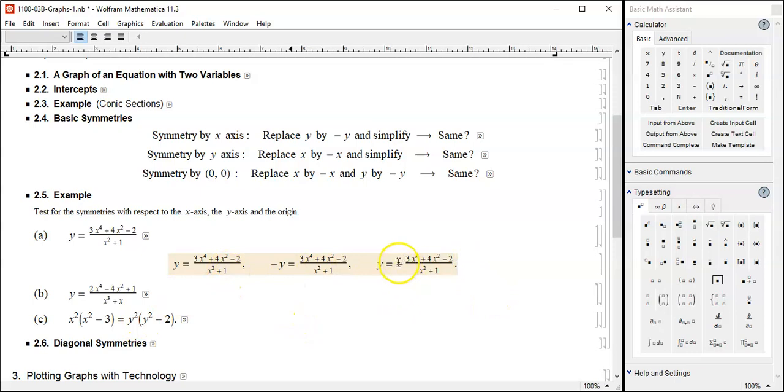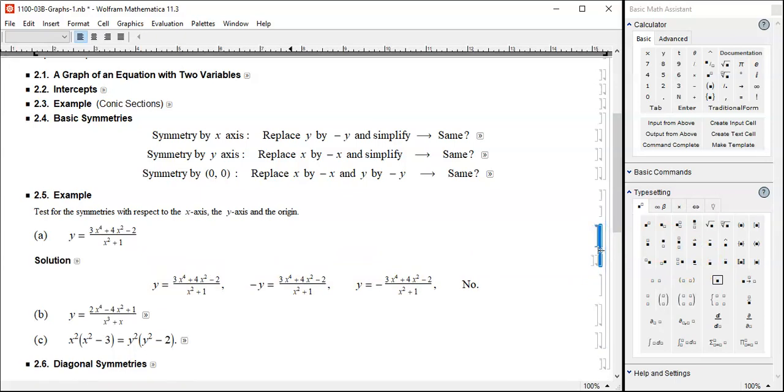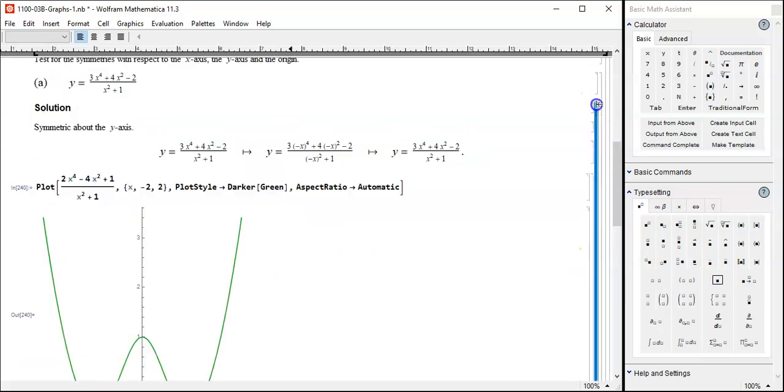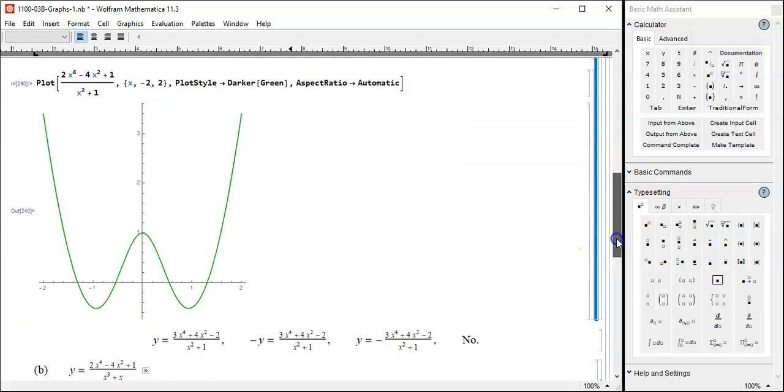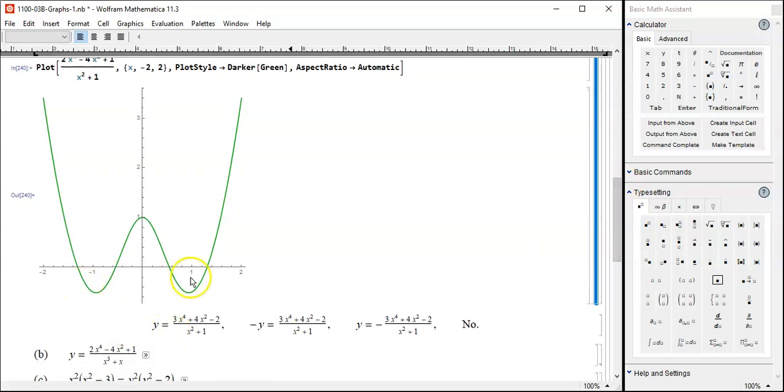I mean, this is negative of the original fraction. They don't look the same. Algebraically, you can see no. Of course, oh, sorry about that. Look at the picture, you can see no as well. No symmetry with respect to the x-axis.